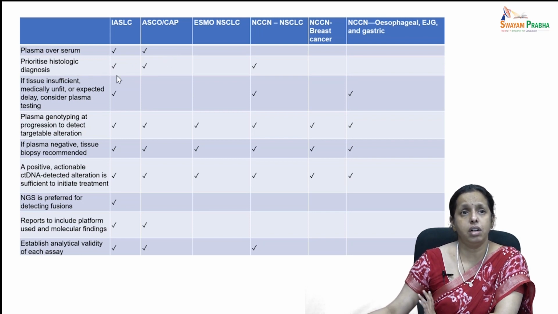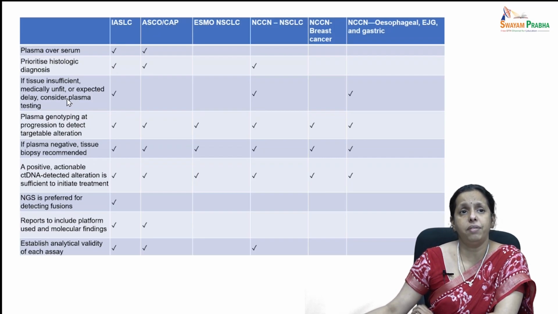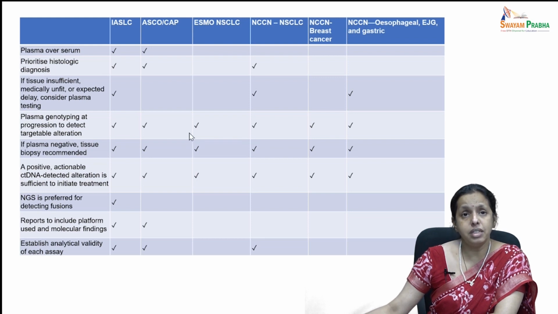Prioritize histological diagnostics, yes. For some, definitely they are the only ones recommended. Suppose the patient is in a very unfit condition to go for a biopsy, at that time these guidelines recommend, especially in the lung, to go for a liquid biopsy. Plasma genotyping at progression to detect target alteration, yes, all these organizations are recommending it.